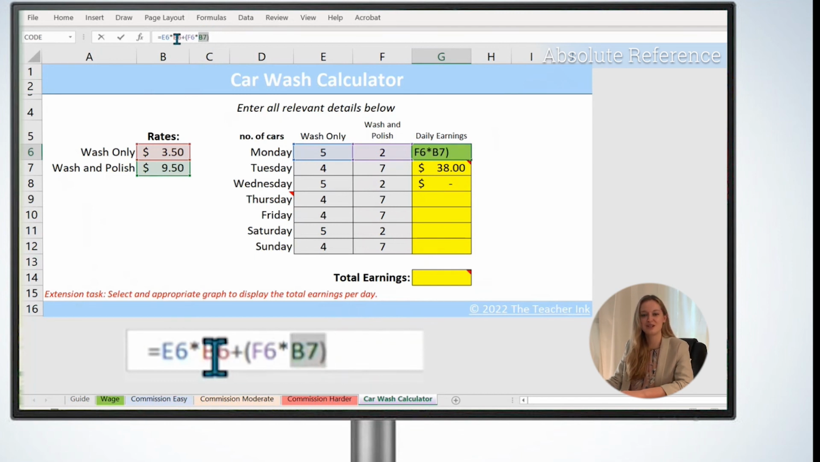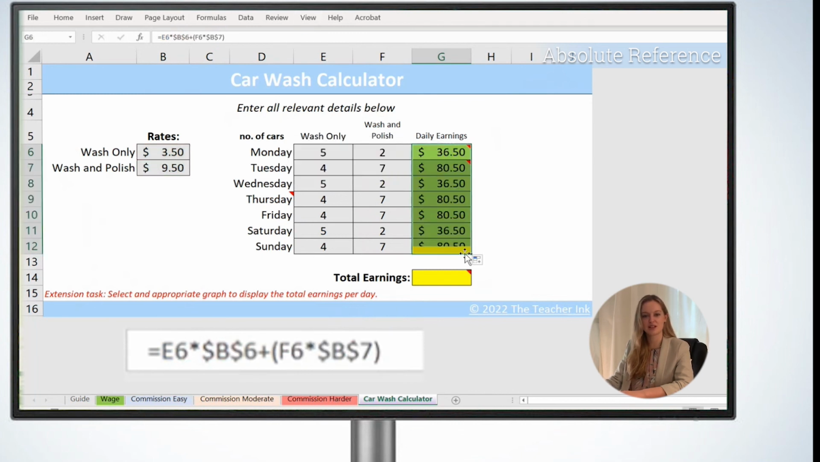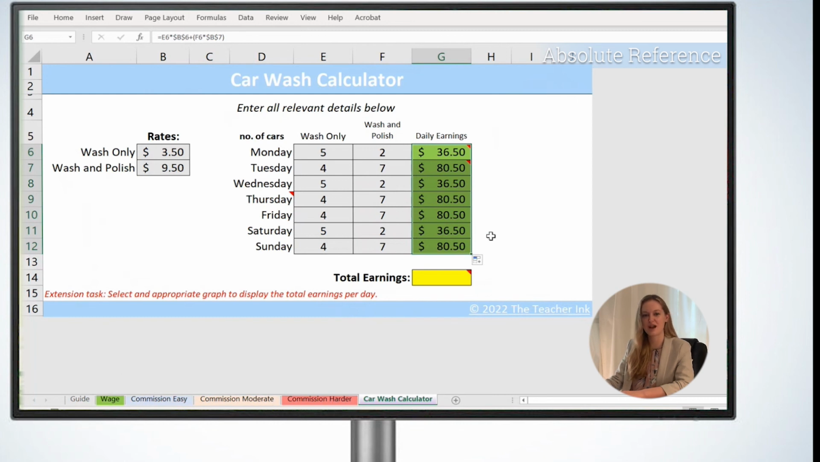To do this, all we need to do is pop a $ in front of the number and letter. So now it should be $B$6 and $B$7. This will lock them in place. Let's see if it worked. This time I'm going to fill the whole way down the table. Select the first cell, grab the little square at the bottom right of the cell, and click and drag all the way down to Friday.